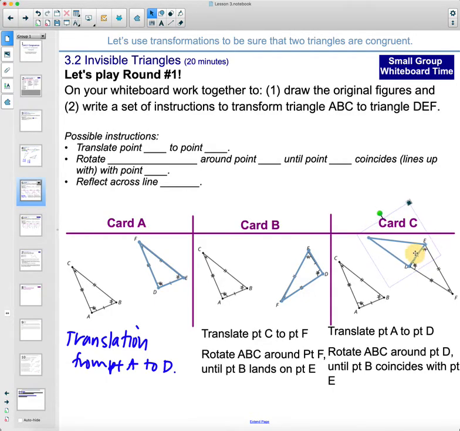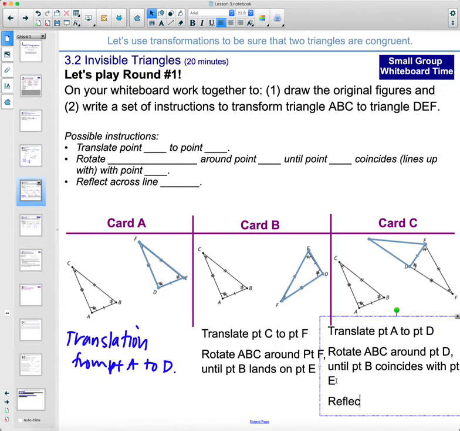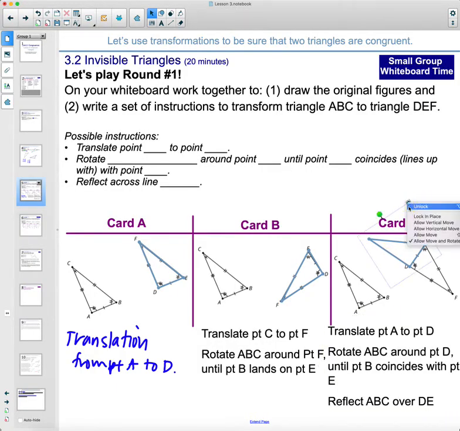Okay, so then we got those to match up. And we know AB is the same length as DE because we see that tick mark. So we know that it landed right there. And then now we just need to reflect. So reflect triangle ABC over segment DE. And then once you reflect that over, so let's see if I can reflect this.